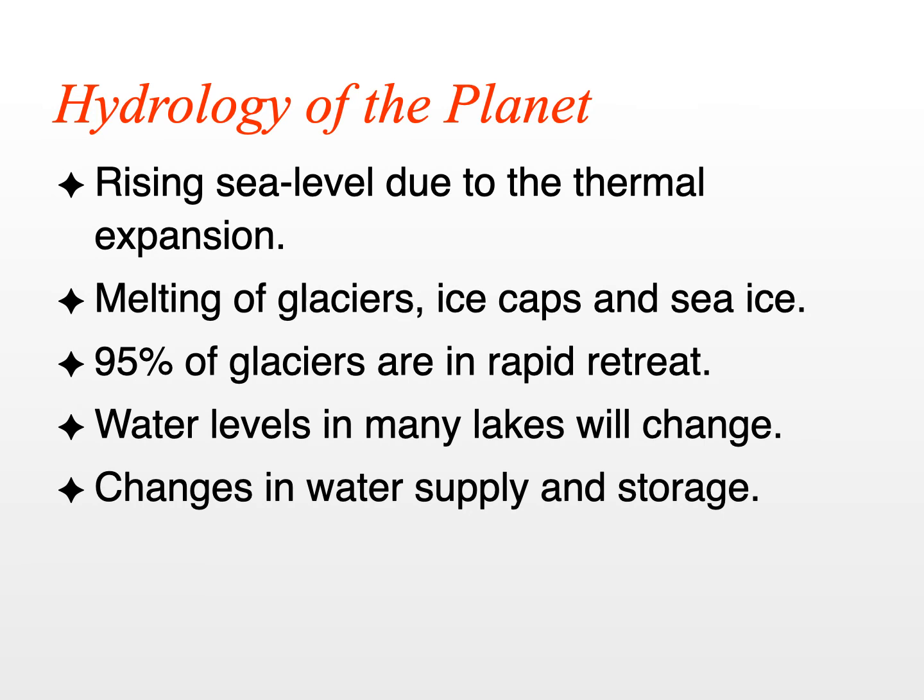In terms of the hydrology of the planet, sea level has been rising for over a century. Much of this rise is due to thermal expansion. Melting of glaciers and ice caps and sea ice will add a lot more. If we look at the glaciers on our planet, 95% of them are in rapid retreat right now. The hydrology of the planet is going to change in some areas. Water levels in many lakes will change. Some will increase, some will decrease, depending upon temperatures and rates of evaporation. There will be changes in water supply and storage.